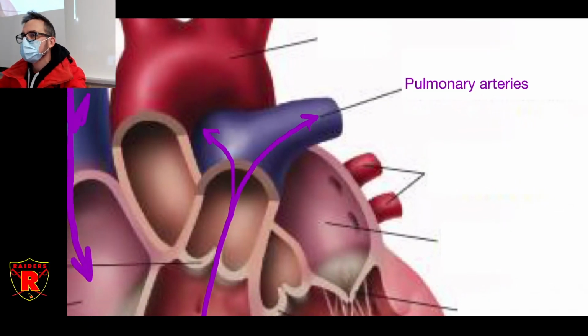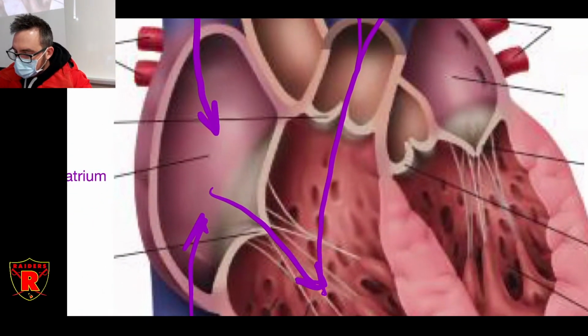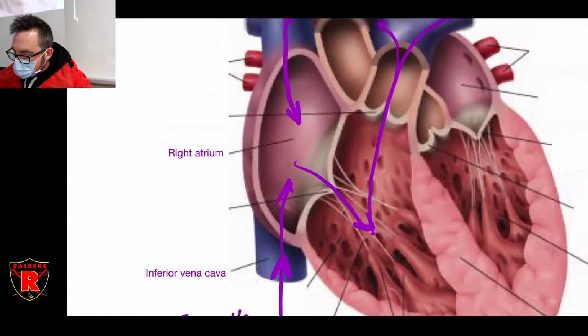But veins are always returning blood to the heart. So if it's ever leaving the heart, it's going in an artery. This is the pulmonary artery. Pulmonary just means of the lung. So we should probably name these valves as well.